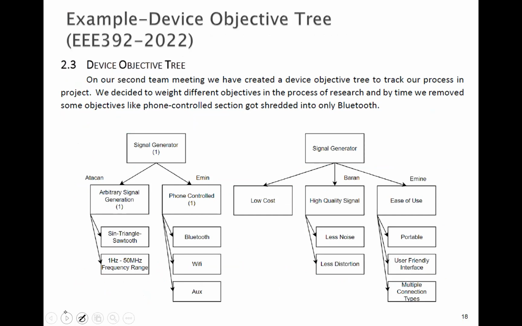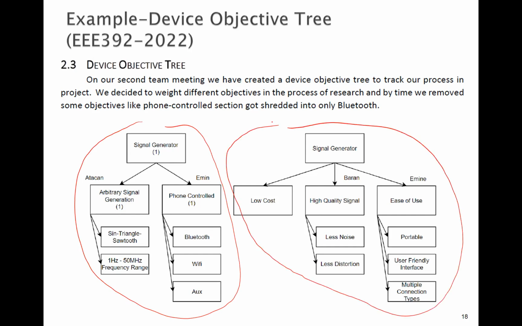Here you can see device objective 3 for the same project, the previous year's project. And the students have given some details on how they assign tasks and how they split the work among the members of the team. Here on the left-hand side, we have task sharing, and device objective 3 is simply associated with the members of the team.